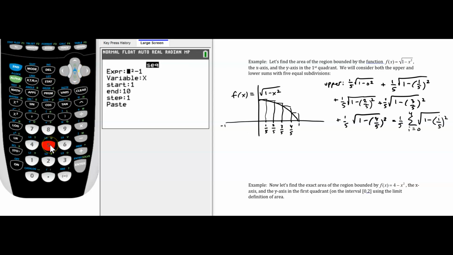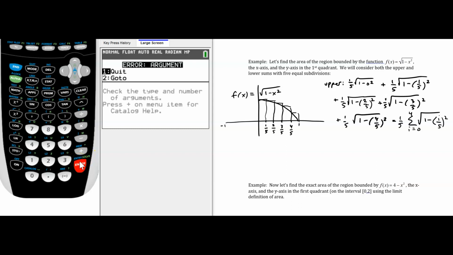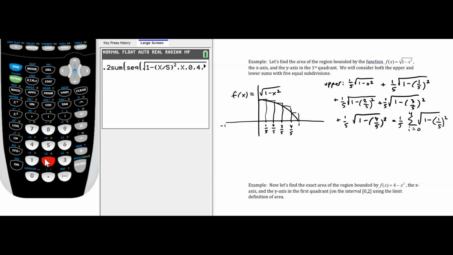And the sequence is in ops. Our sequence this time is the square root of 1 minus x divided by 5, squared. Start is 0, end is 4. Let's paste that in, and oh, I've got an error, and I wonder if the error was because I put the 0.2 in front. So let's delete that 0.2 in front, and then just evaluate this, and then try it again.